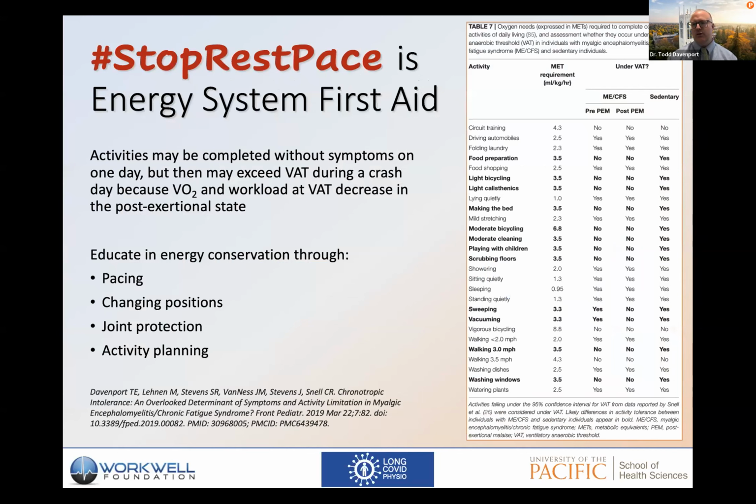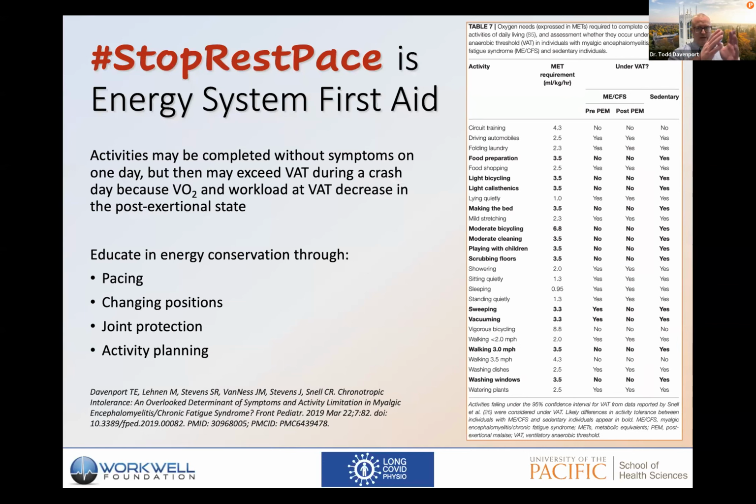So really stop, rest, pace is energy system first aid. The intention there is to try and stabilize the pathophysiology that is occurring, to be able to use the short-term energy systems that work, and avoid the longer-term energy systems that do not. In the table, the bolded activities are those that occur over the ventilatory anaerobic threshold on the second day of an exercise test, which means that these bolded activities would be difficult or impossible for people who are in the post-exertional state.